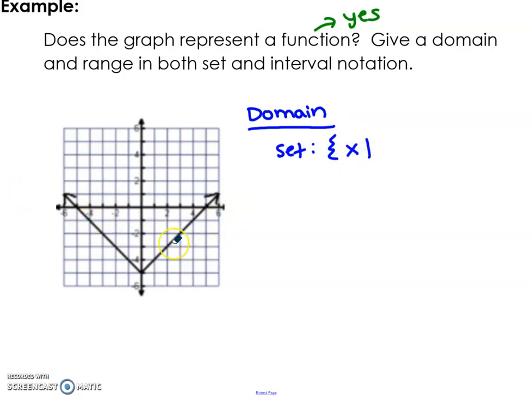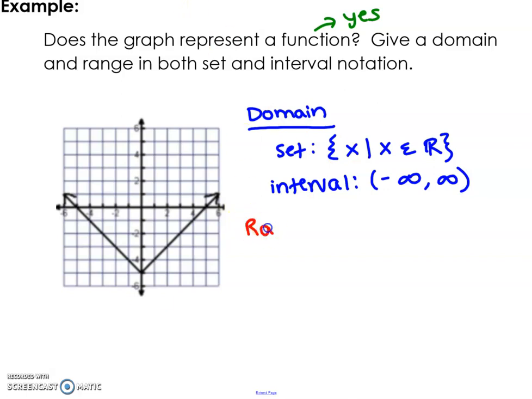So we look to see what the x is doing. Again, we have arrows on both ends, so the x's are going to the left forever and to the right forever. So again, that would be all real numbers. So x is an element of all real numbers. And then we have those curly braces. And then our interval notation, similar to the previous problem, is going to be negative infinity to infinity.